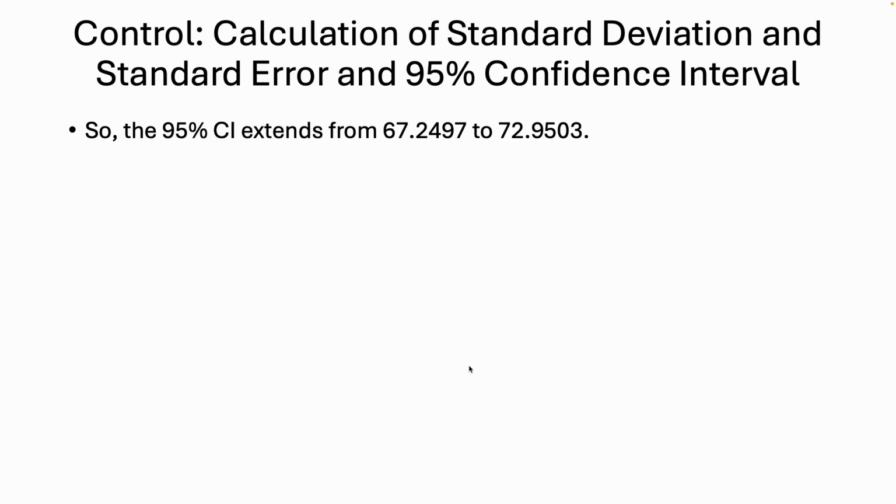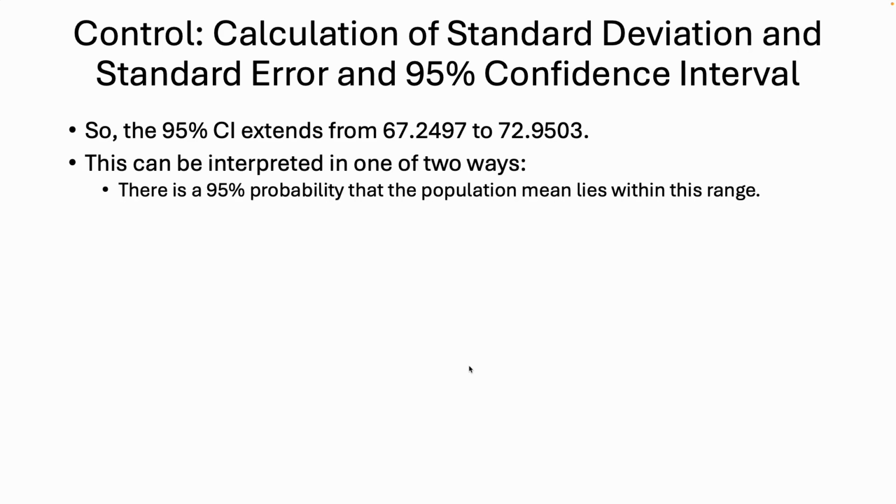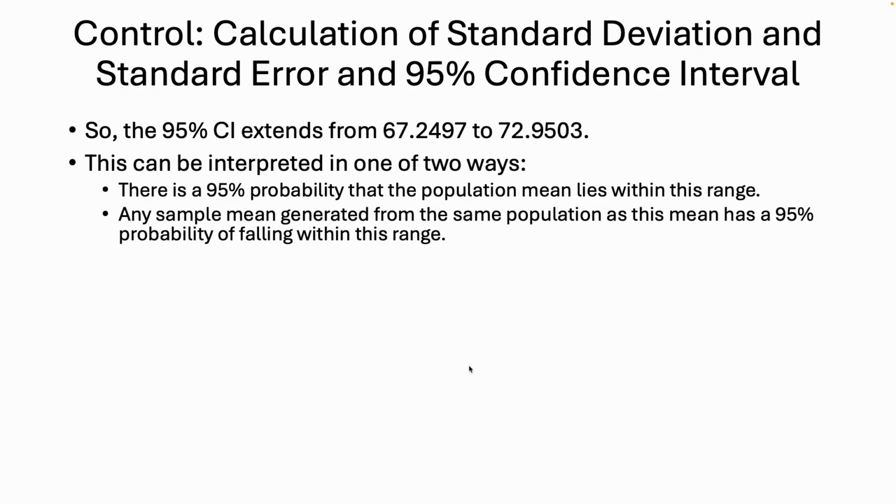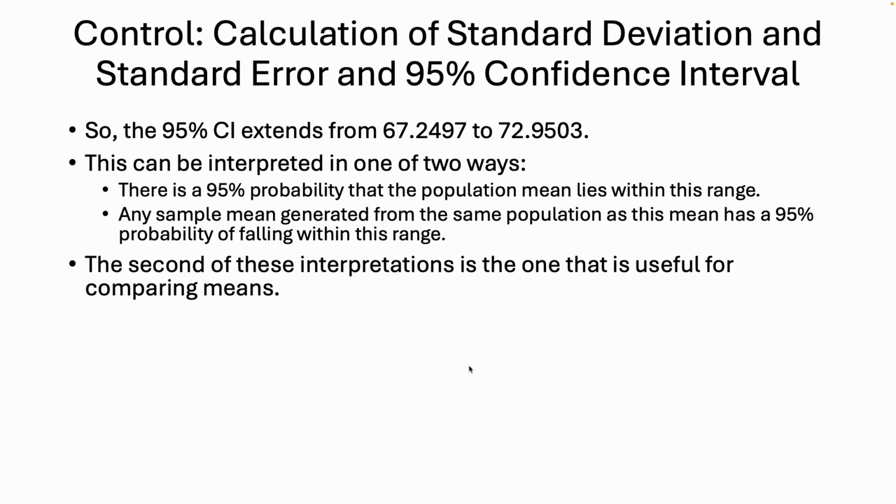So what does that confidence interval mean? There are 2 common ways in which we interpret the confidence interval. One is that there's a 95% probability that the population mean lies within this range. But that's actually the less useful version of interpreting this. The second version, the more useful version, is any sample mean generated from the same population as this mean has a 95% probability of falling within this range. The second of these is the interpretation that we use for comparing means.